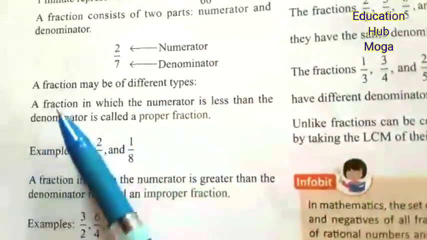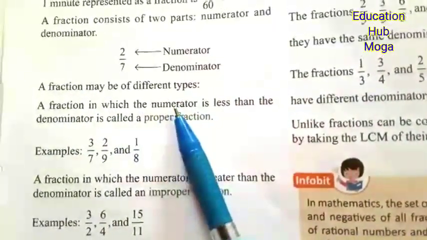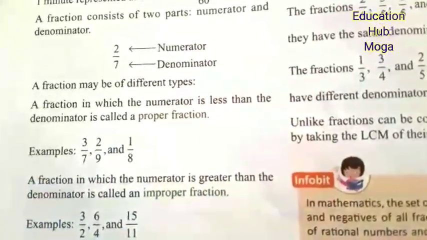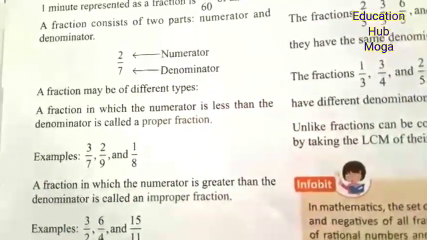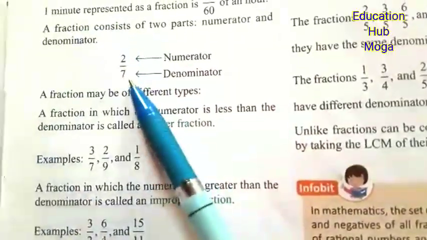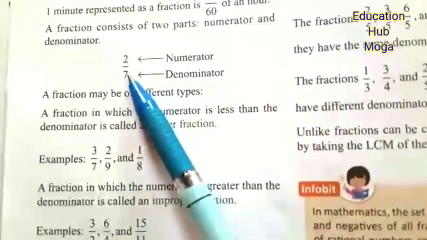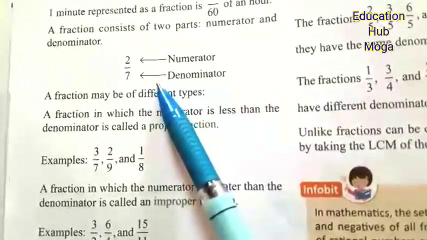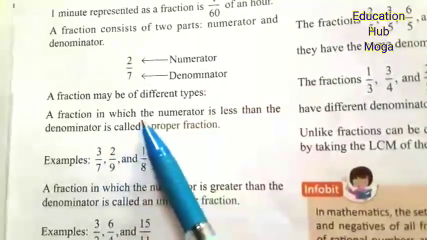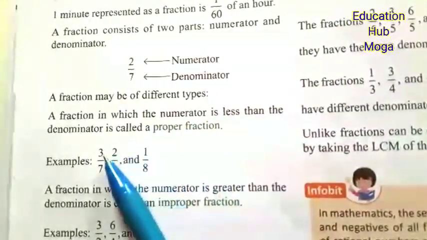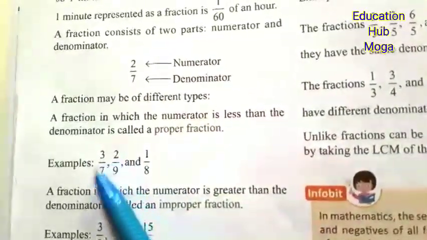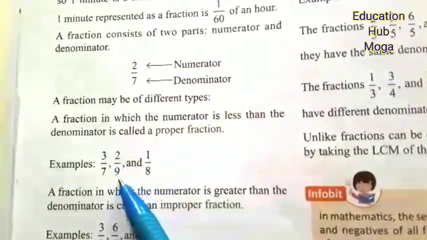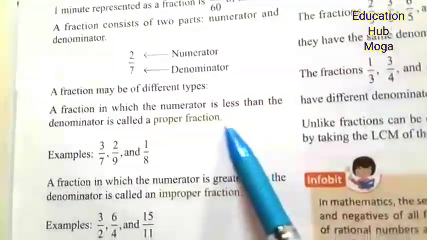A fraction in which the numerator is less than the denominator is called a proper fraction. Hopefully all of you know what numerator and denominator are. The numerator is the upper term, like in 2 by 7, 2 is the numerator and 7 is the denominator. In a proper fraction, the numerator is less than the denominator. In 3 by 7, the numerator is less and the denominator is greater. In 2 by 9, the numerator is less and the denominator is greater. So this is called a proper fraction.